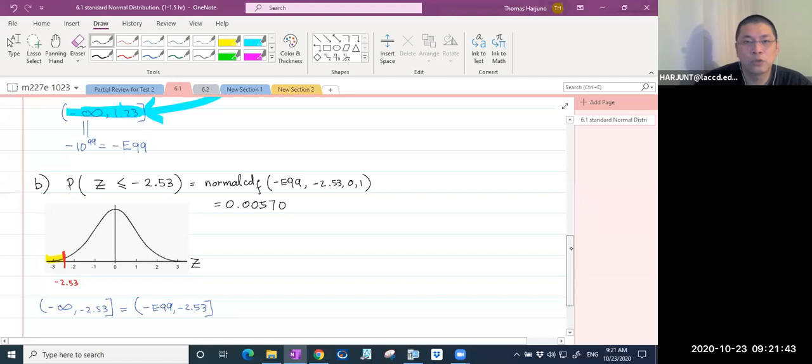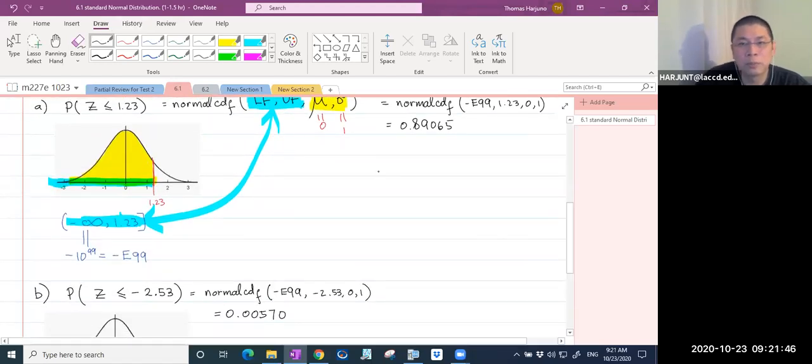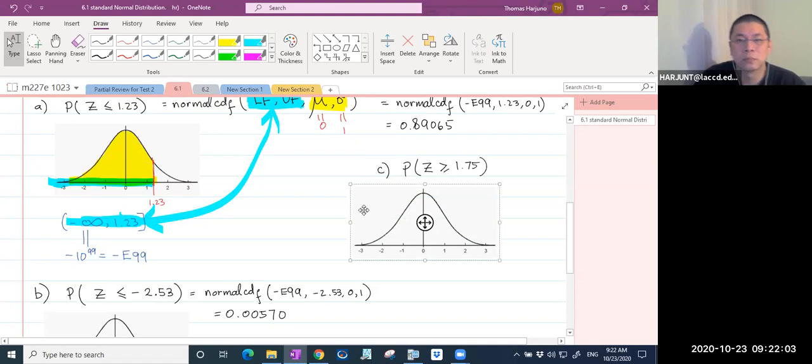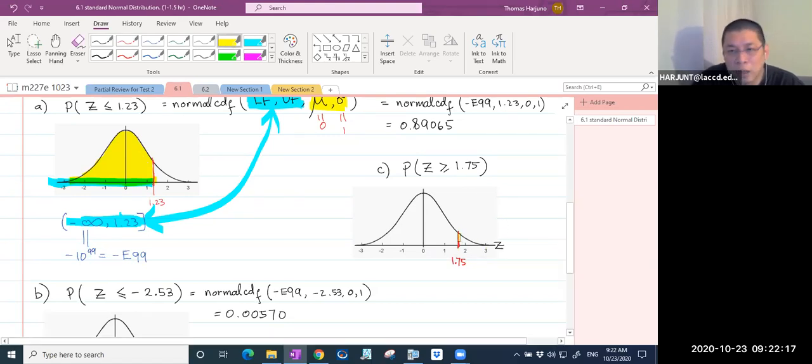Let's do more. Let me put Part C here. What is the probability that Z is greater than or equal to, let's say, 1.75? So I need the area here. The interval notation for this interval is 1.75 to infinity. Is it right?